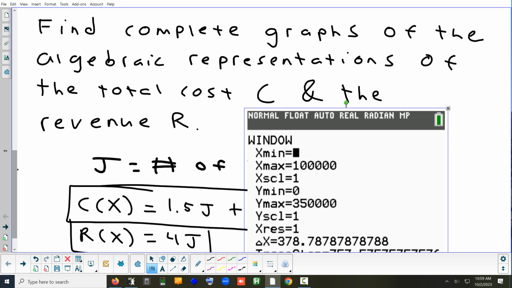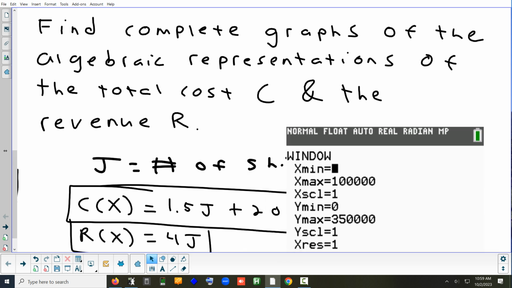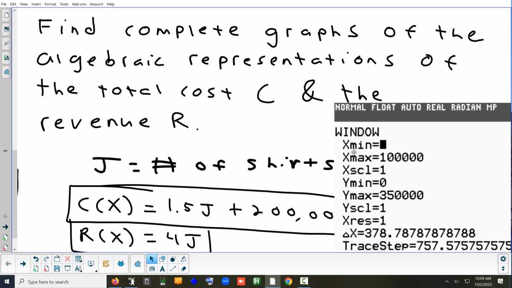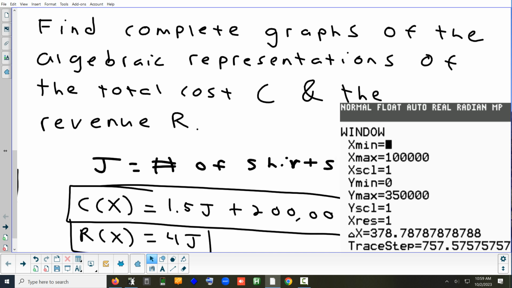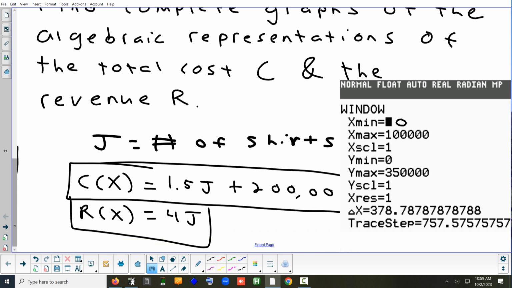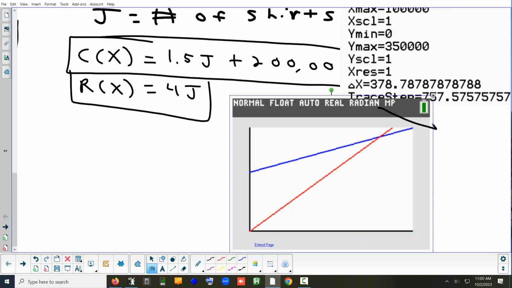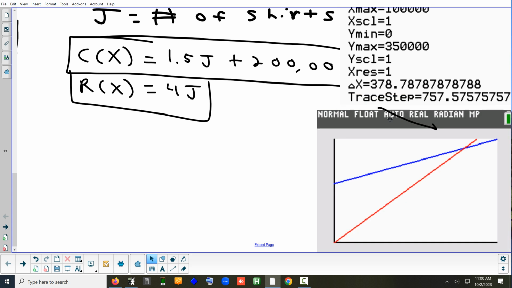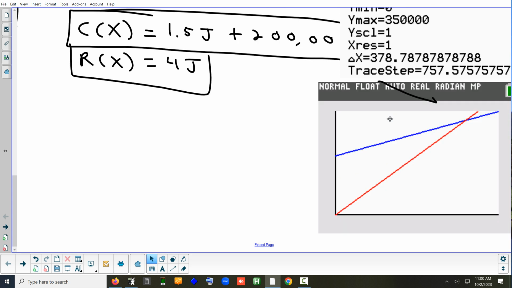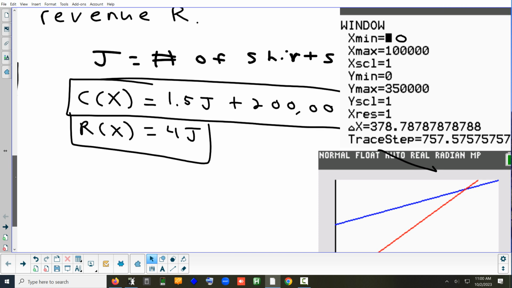Okay, so let's just put that down. X min was 0, even though you can't see it. All right, so X min, X max, Y min, and Y max. Okay, and I can put the graph there too. They didn't ask for the graph specifically, they just asked for the window. But there's the graph. Okay. Any questions on getting that window?